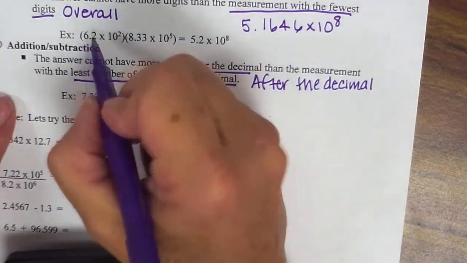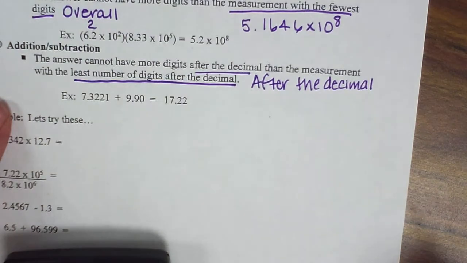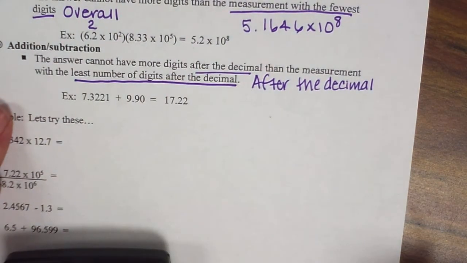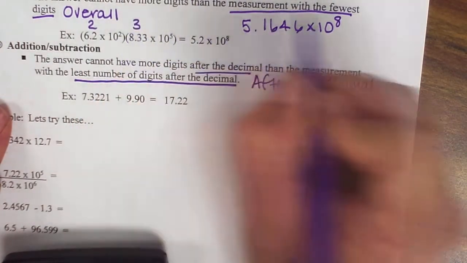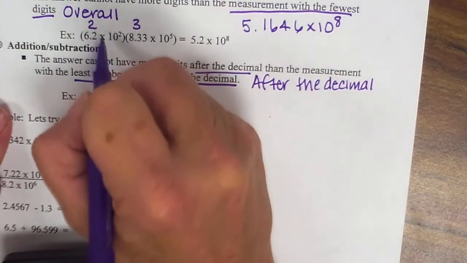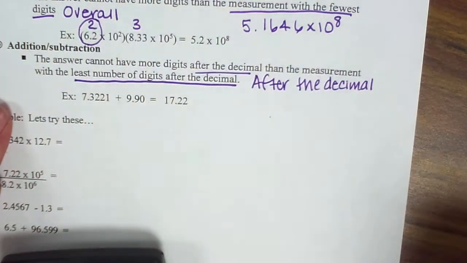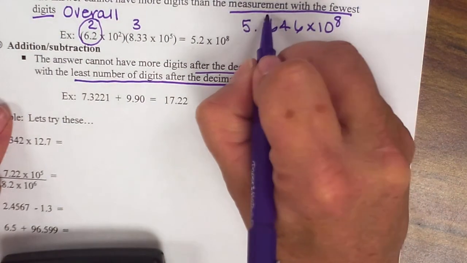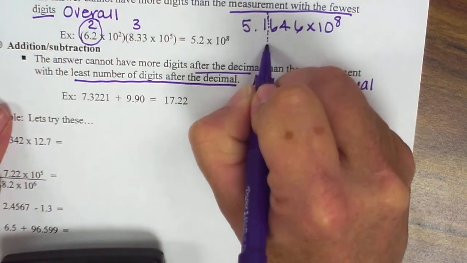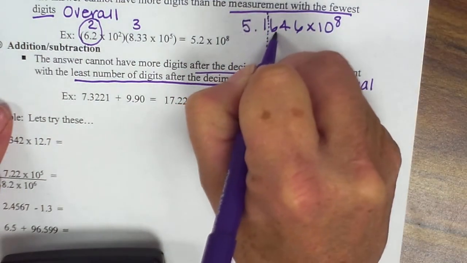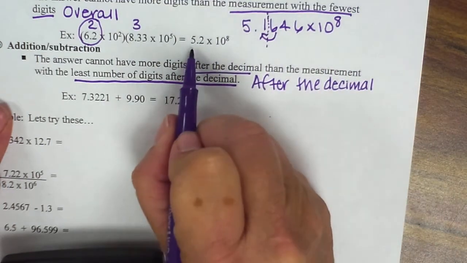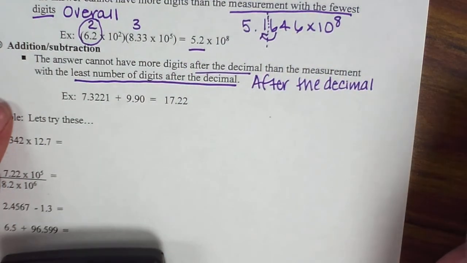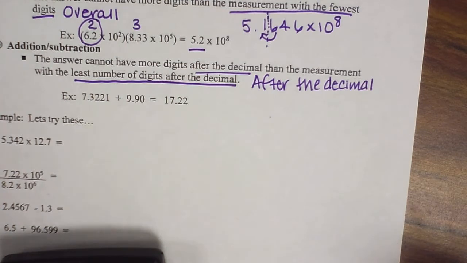Now I look. Here I have 2 digits overall. Here I have 3 digits overall. My answer cannot have more than 2 digits. That is the least number of digits overall. So I go over here, I draw my line. 6 carries 1 over, so my answer is 5.2 times 10 to the 8th. 2 digits overall. Questions?